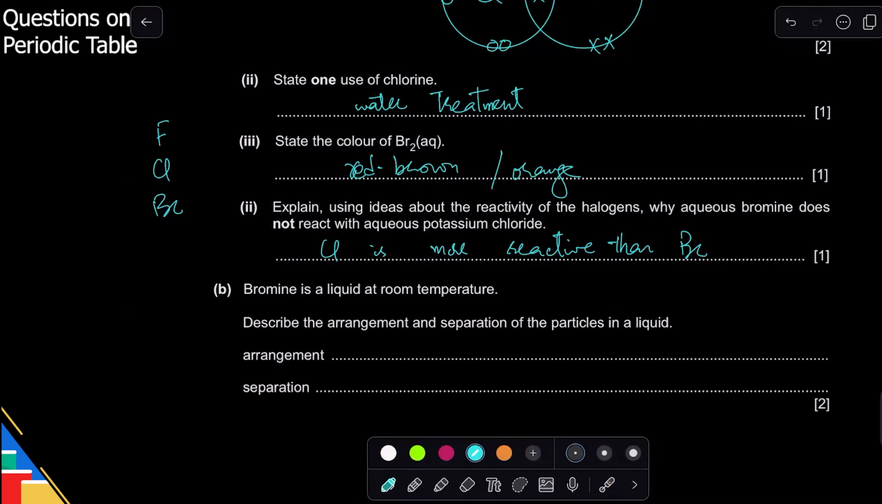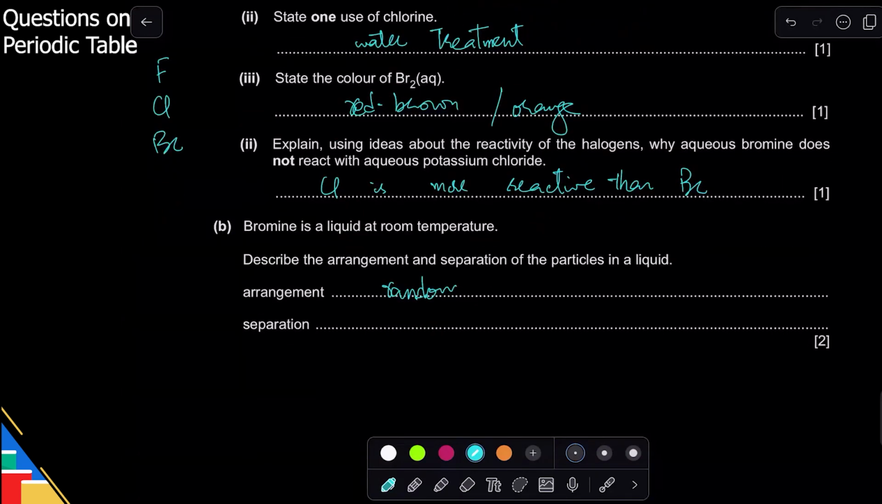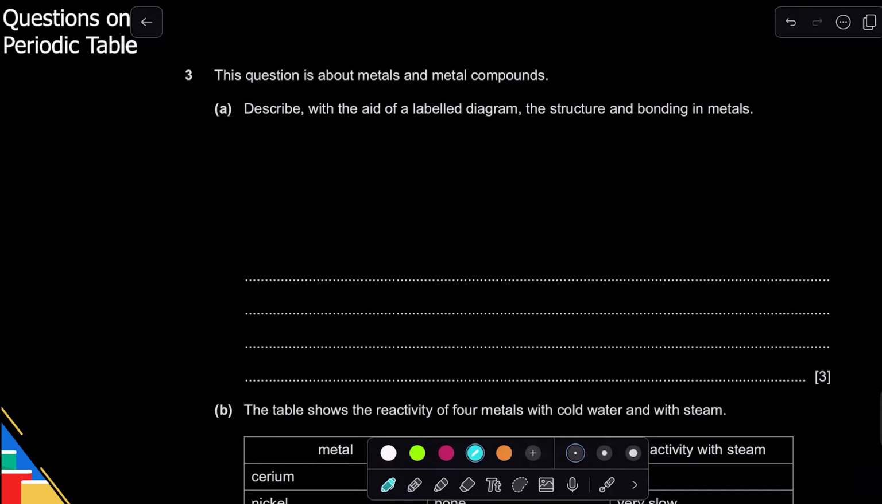There is no arrangement. We say that there is no arrangement, or we can say that they are all random. Both are acceptable. And what's the separation? They are close, okay, but they are not entirely far away and all that. So they're close to each other or something like that. This question is about metals and metal compounds.